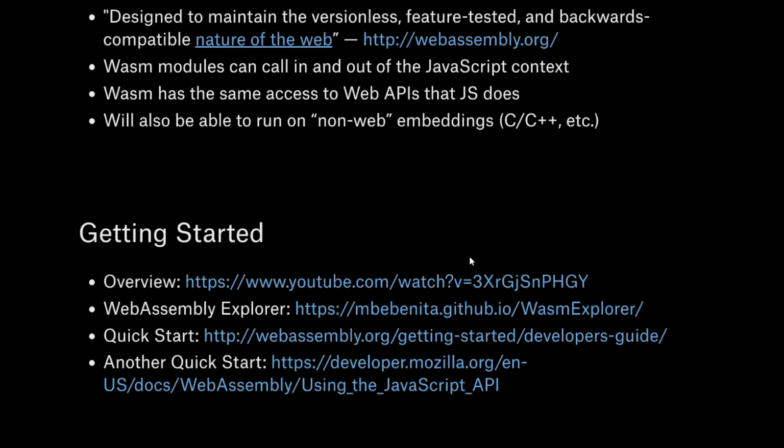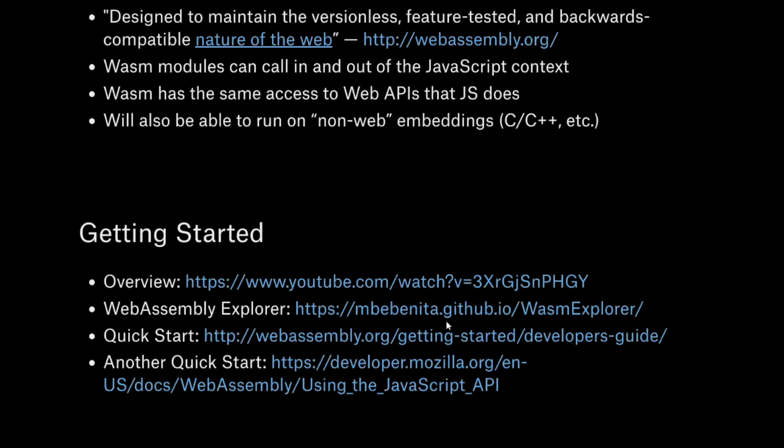But if you're interested in getting started, I would recommend you watch this video here. It's probably just a better version of my talk here, which is helpful. The WebAssembly Explorer is a GitHub project that lets you write C++ or C code and watch it transpile to WebAssembly live in the editor or live in the website, which we'll do next.